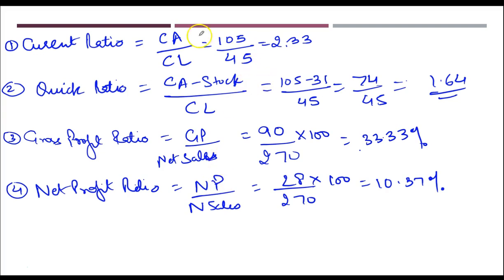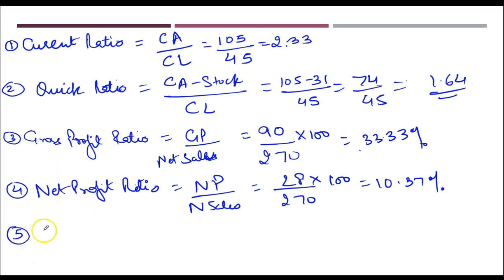ठीक है, अभी तक क्लियर है सबको? We have studied current ratio, quick ratio, gross profit ratio and net profit ratio. All these values we have been clearly given in the question itself. Alright, so it's been very easy.